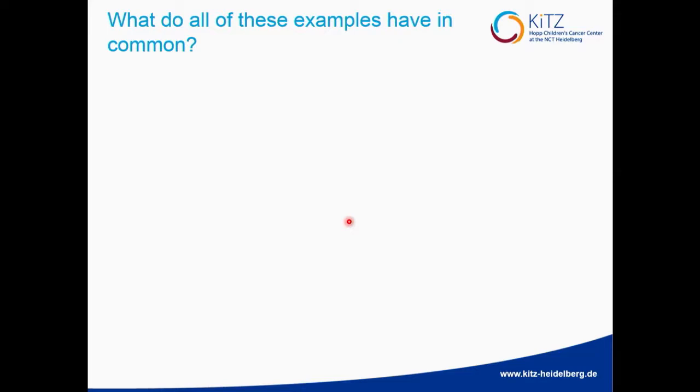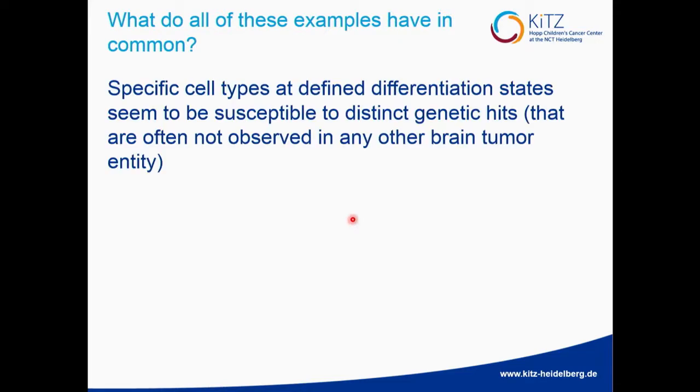So what do all of these examples have in common? And I just want to reiterate this. We think that we are looking at a cell of origin signature, and since we see specific genetic hits associated with this specific cell type, we think that it's not a coincidence that a certain cell type at a certain time of differentiation is susceptible to specific genetic hits.